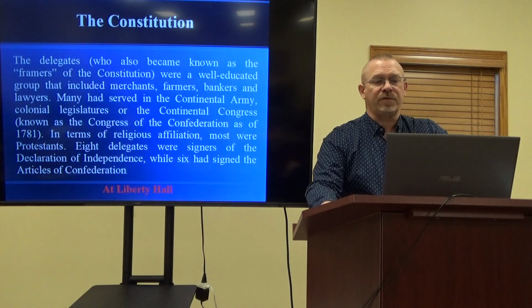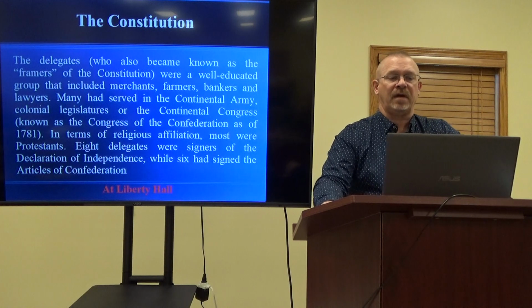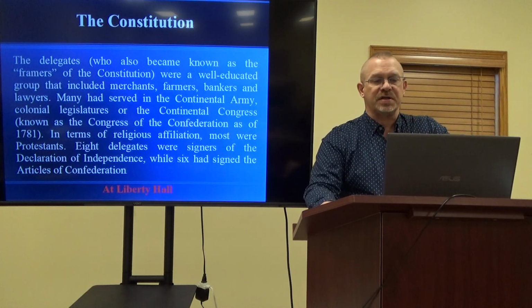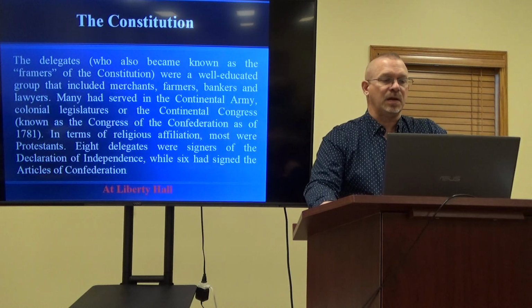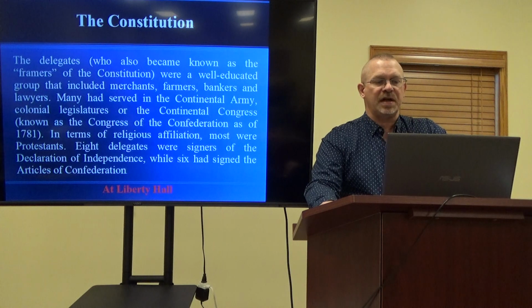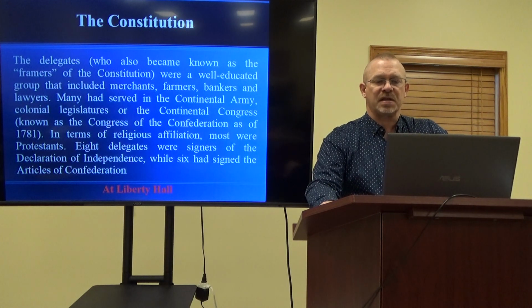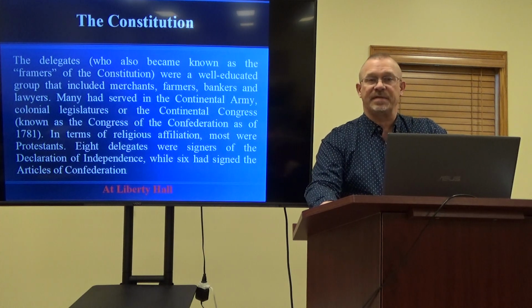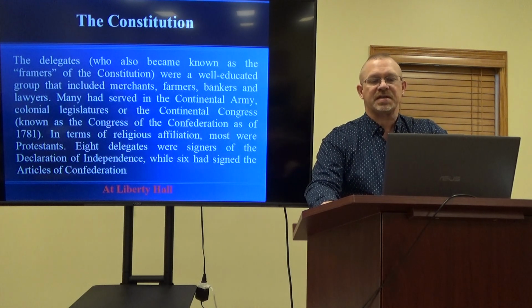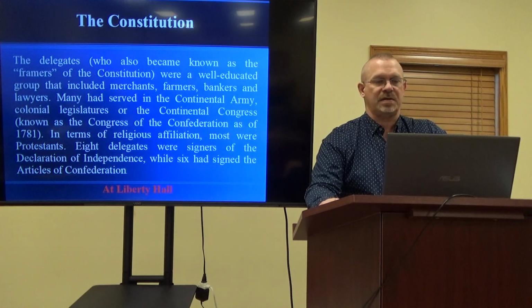The delegates, who also became known as the framers of the Constitution, were a well-educated group that included merchants, farmers, bankers, and lawyers. Many had served in the Continental Army, the colonial legislatures, or the Continental Congress, known as the Congress of the Confederation, as of 1781. In terms of religious affiliation, most were Protestants. 8 delegates were signers of the Declaration of Independence, while 6 had signed the Articles of Confederation.